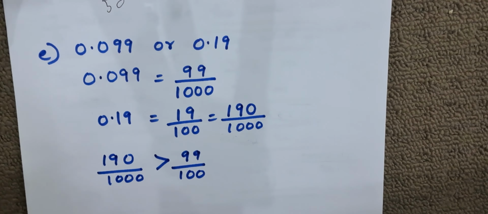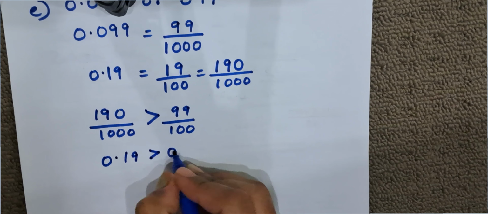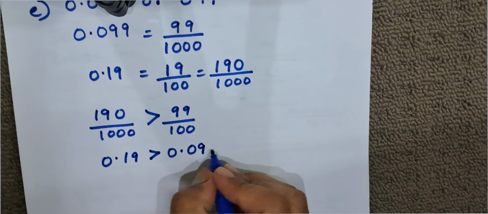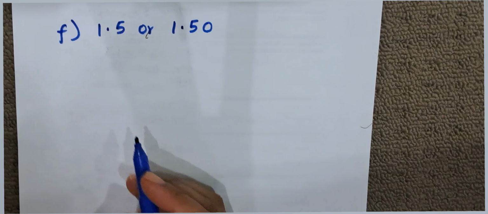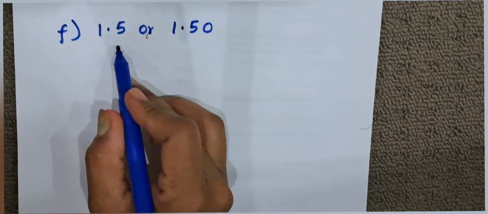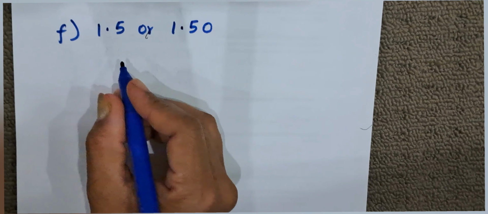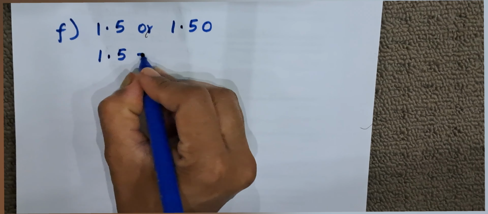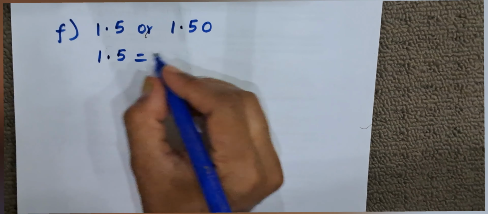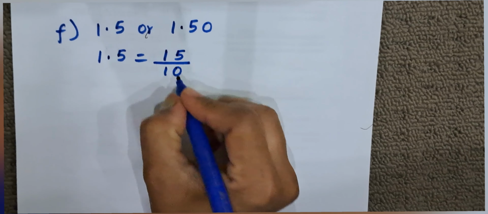So what is the answer? 0.19 is greater than 0.099. That is the answer. Now let us see the next question, 1.5 or 1.50. Which one is greater? Now we will convert 1.5 into fraction. We will take the point to the right hand side. So it becomes 15 upon 10.